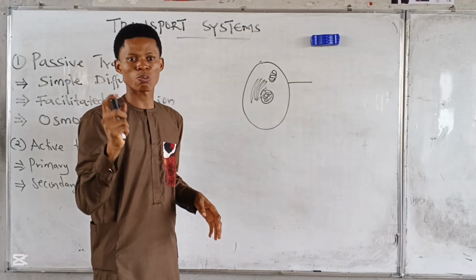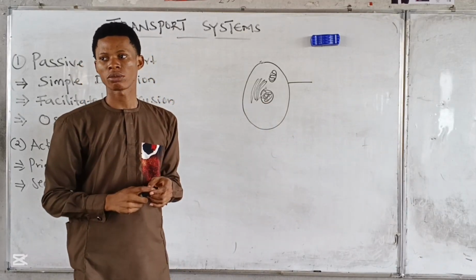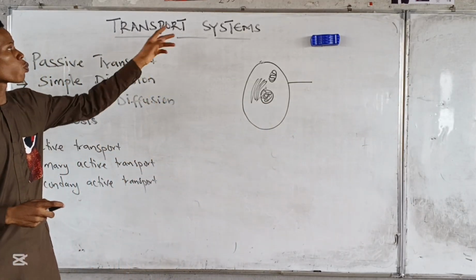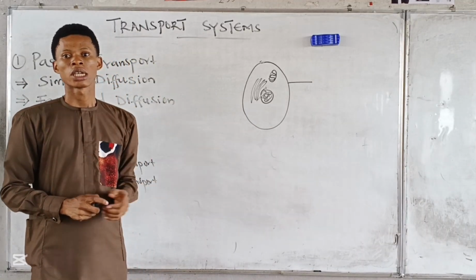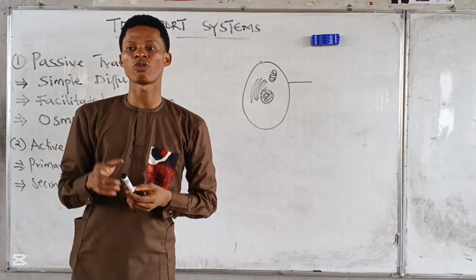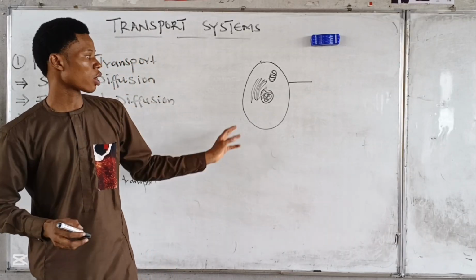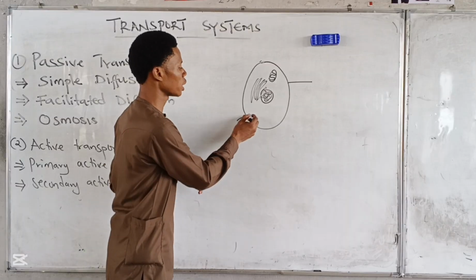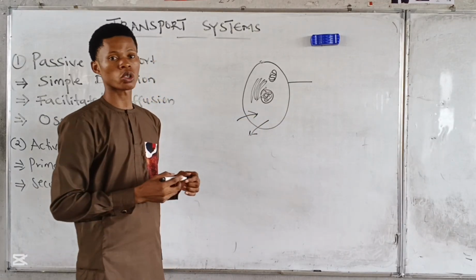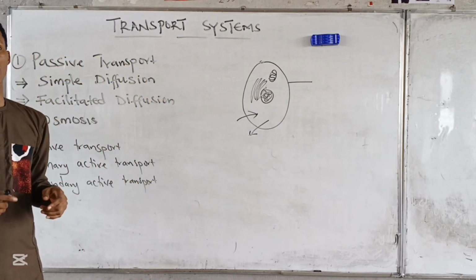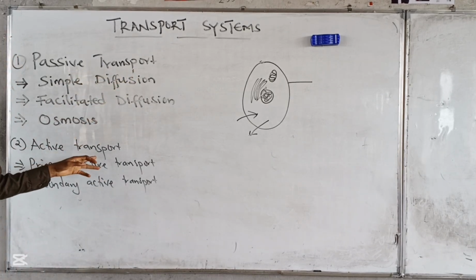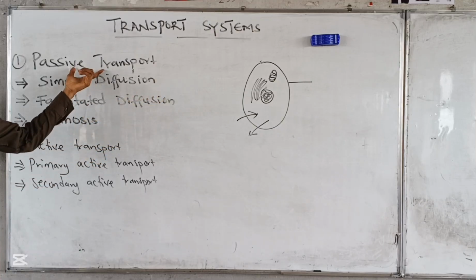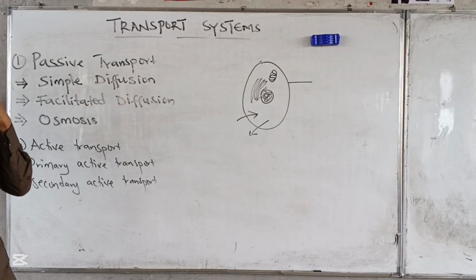So there is always transport in or out of the cell. Now that's what we want to look at, the transport systems or the transport processes across the cell membrane. Now there are two types of transport that can take place across the cell membrane, whether we are transporting materials in or out of the cell. The two types of transport are what and what? Passive transport and active transport.